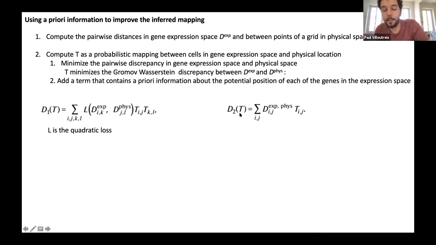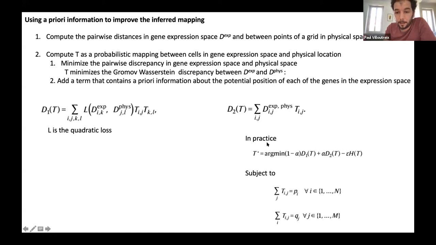So it's the second term here, T, and T tells you, for a given cell I in the expression space, given the a priori information that we have on the position J, then this quantity dx feed tells you, so it's the anti-correlation, how close or how far you are from the a priori information for each of the cells and each of the positions. And you multiply it by the probability of sending the cell I to the position J.